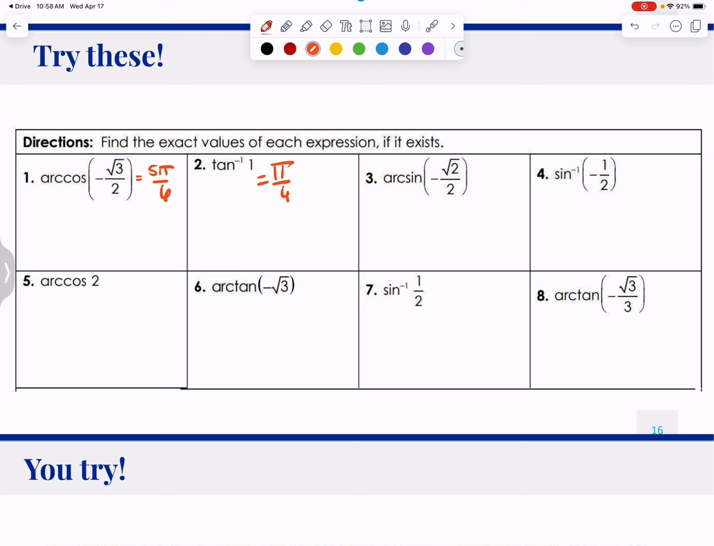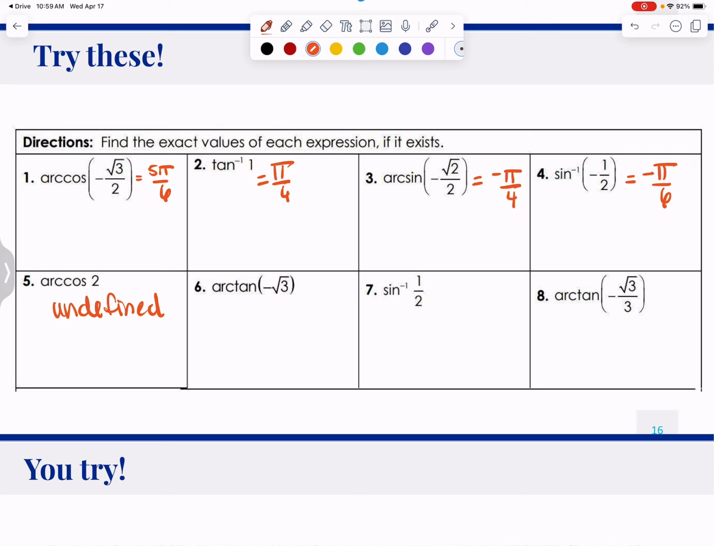Sine is root 2 over 2 at the pi over 4's, and sine is negative in quadrants 3 and 4, but 4 is our only option, so we want negative pi over 4, not 7 pi over 4, but the negative coterminal angle. Sine of negative 1/2 happens when we're at the pi over 6's, so that's going to be negative pi over 6. Arc cosine of 2 is undefined, because the output of cosine is never greater than 1, so the input of arc cosine can never be greater than 1.